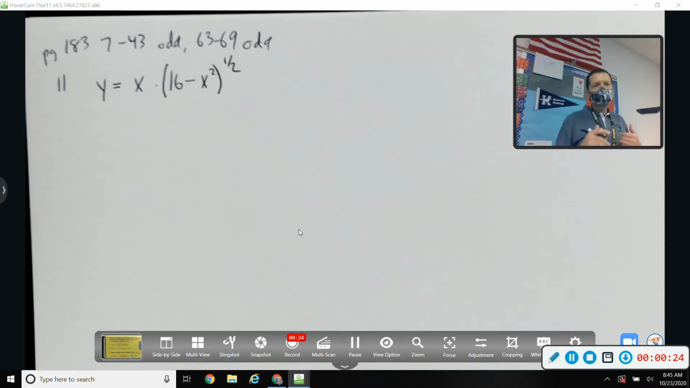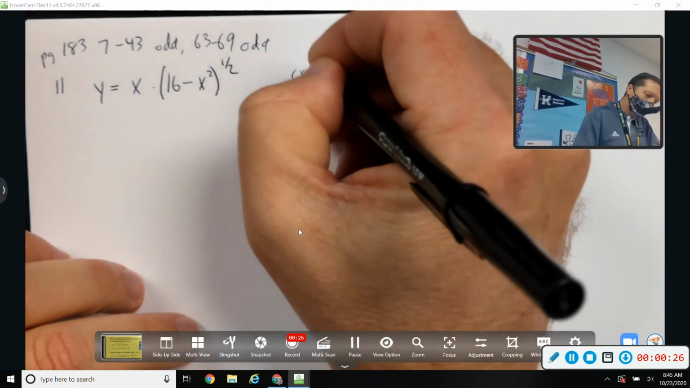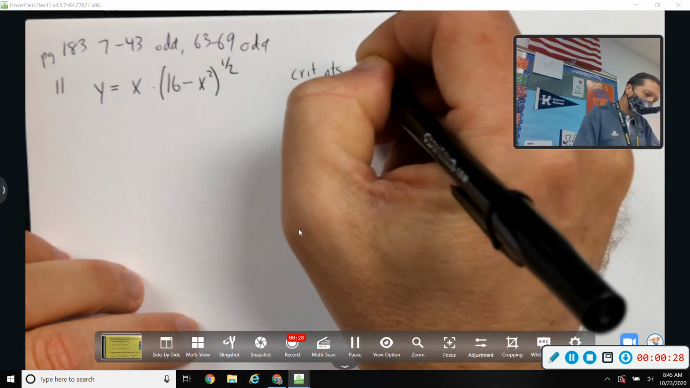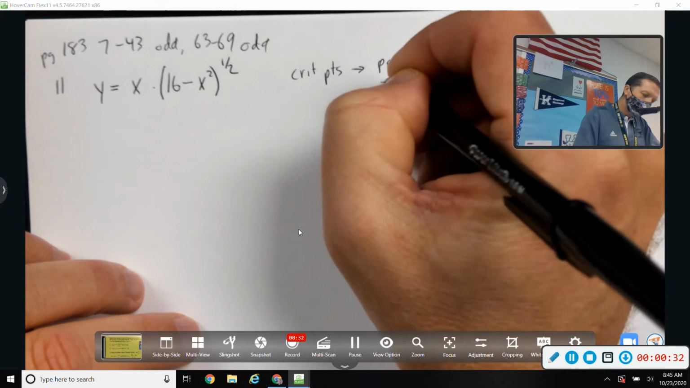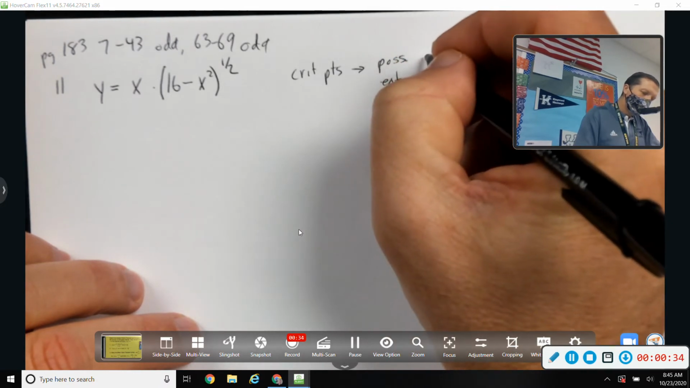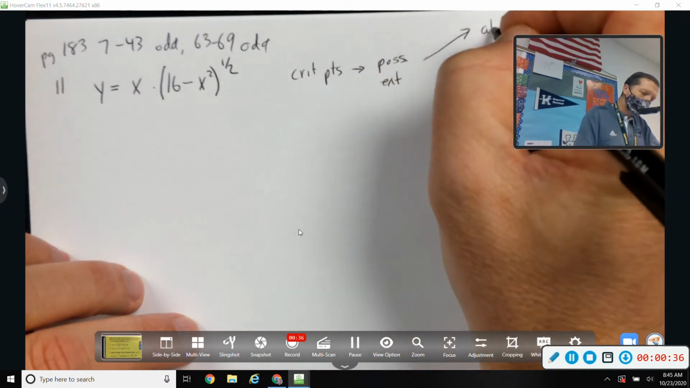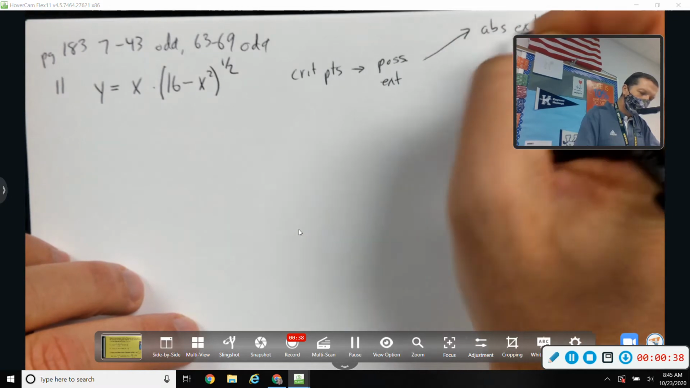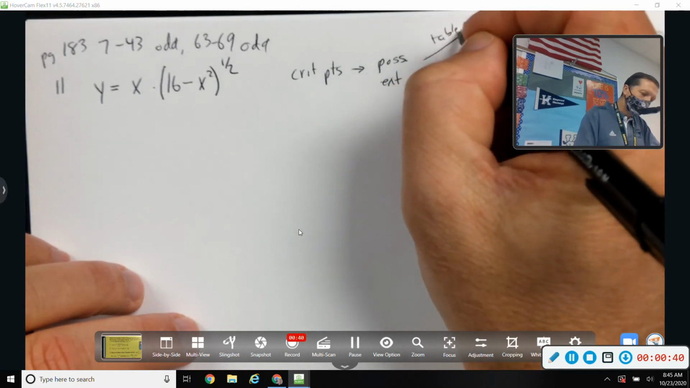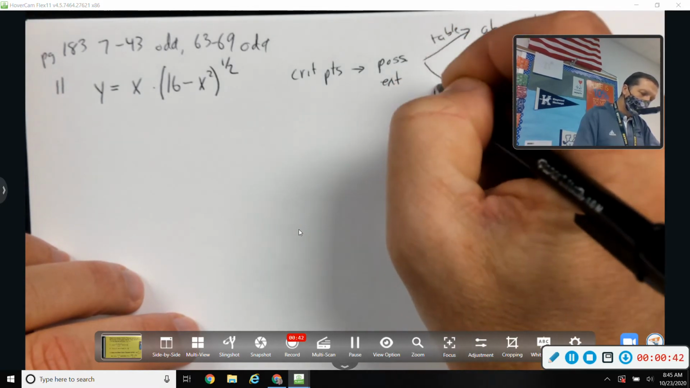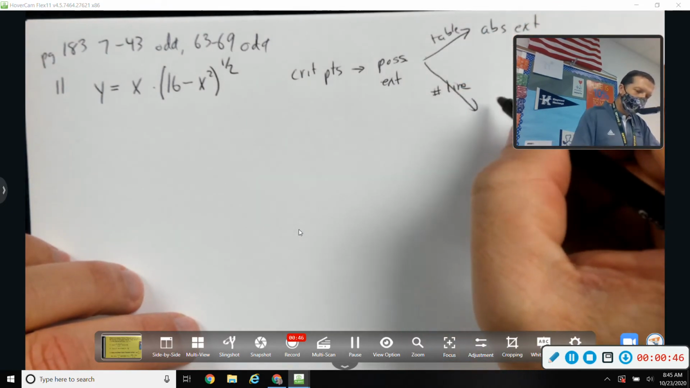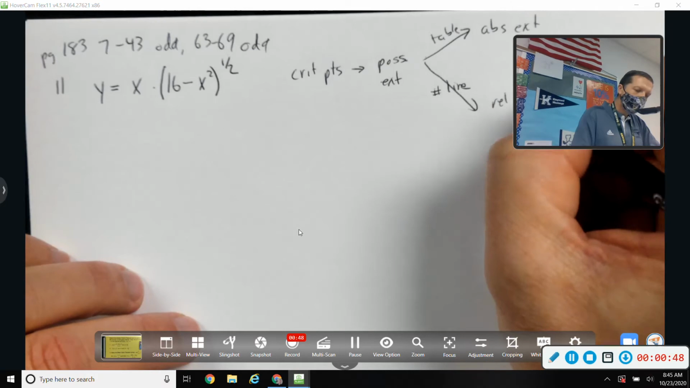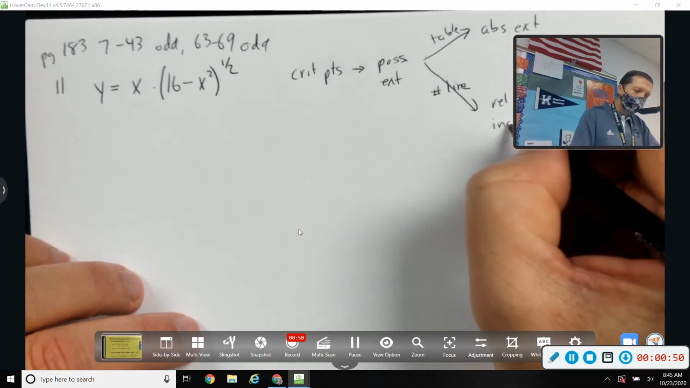So I need to do critical points, because that gives me possible extrema. And then the table would give me absolute extrema. That's not really what I want today, though. And I'll do the number line thing, first derivative test. That gives me relative extrema, but it also gives me increasing and decreasing intervals.